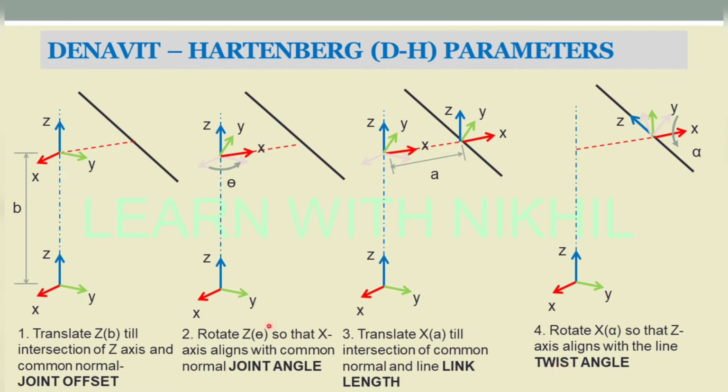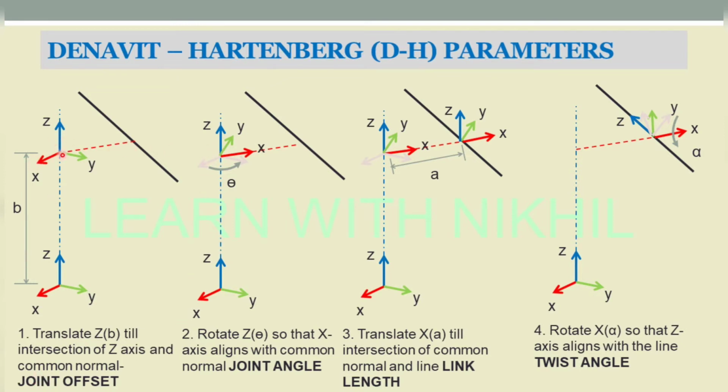So these are the four parameters. First, we have to transfer this frame onto here. This is one link, this is another link. As in a robot, we have to find the transformation from one link to another link, so that we can find the coordinates. So first step is we have to raise it to a height of d till it reaches the common normal point. This height is denoted as d, or it can also be denoted as B. So this is the joint offset.